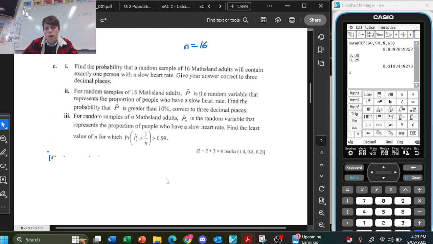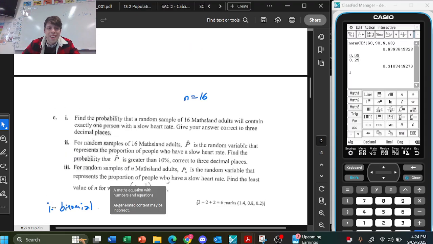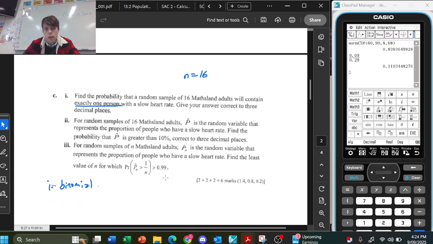Well, we're dealing with a binomial, first up, because someone either has a slow heart rate or they don't. So we should be thinking binomial CDF, binomial PDF. We're dealing with the probability that they will contain exactly one person. So if we're just dealing with the probability that n is equal to a specific number, we're dealing with binomial PDF. Okay, so that's how we can work this one out.